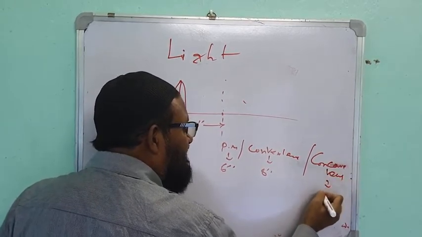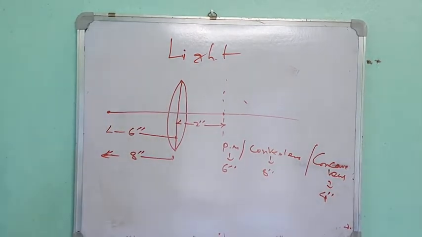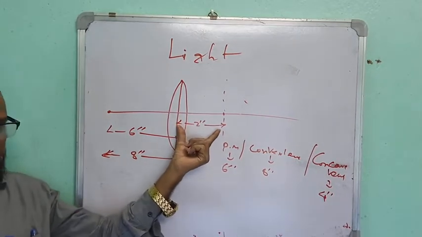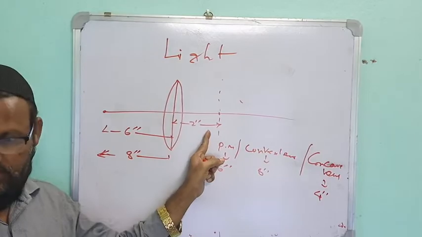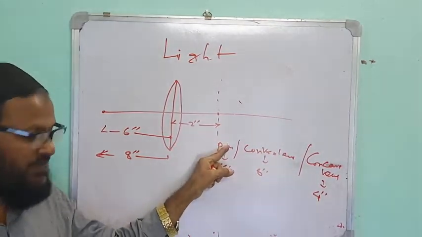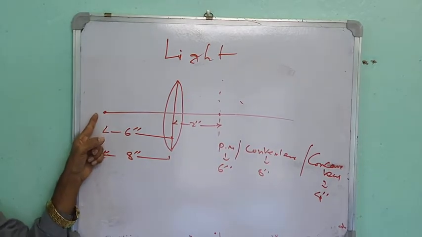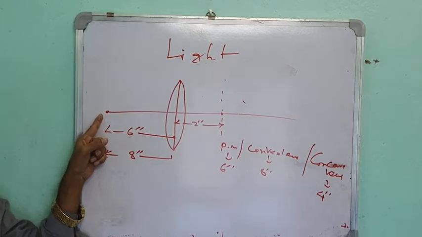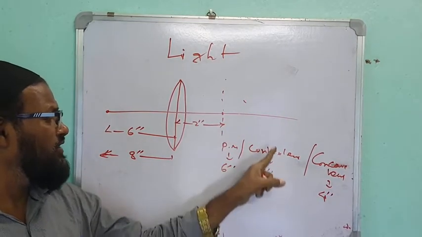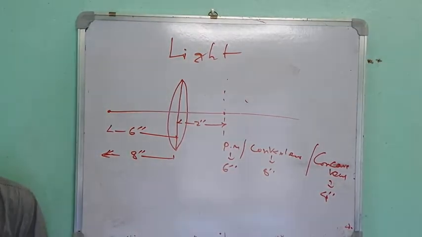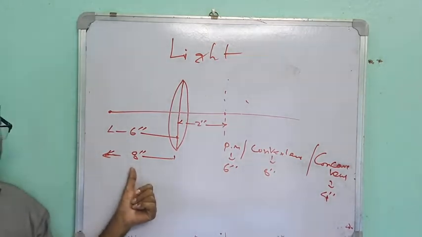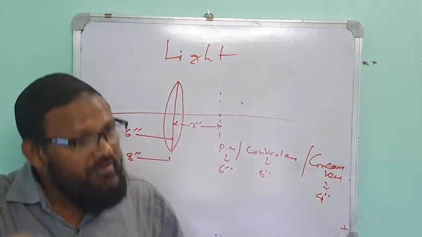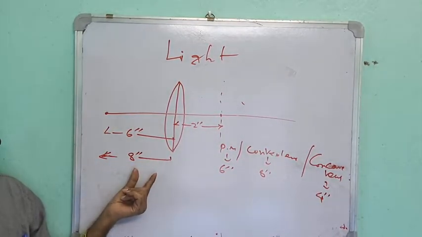Concave is placed, this distance is 4 inch. Be careful. This is the convex lens. Here is the 2 inch. Gradually, one after another, first the plane mirror is placed. Object distance is 6 inch. Object and image coincide, they are formed at the same point. Now the plane mirror is removed, the convex lens is placed. This distance is 8 inch. Okay? Now convex is removed, concave is placed, this distance is 4 inch.